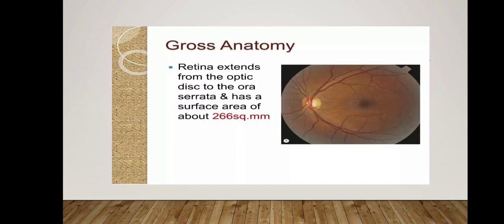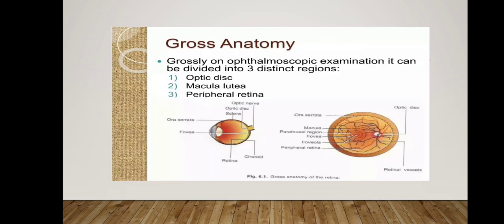The gross anatomy: the retina extends from the optic disc to the ora serrata and has a surface area of about 266 square millimeter. It is mainly divided into three distinct regions: optic disc, macula lutea and the peripheral retina.